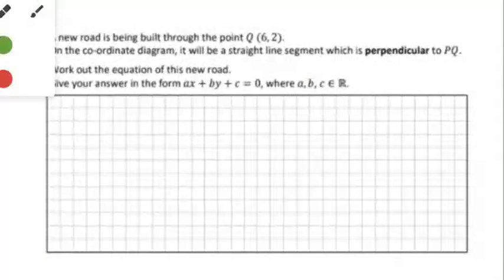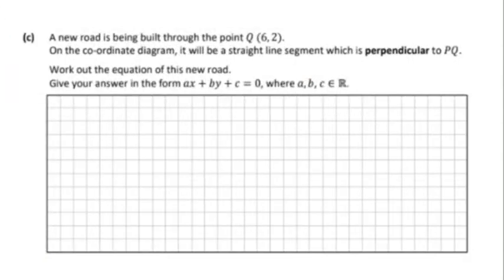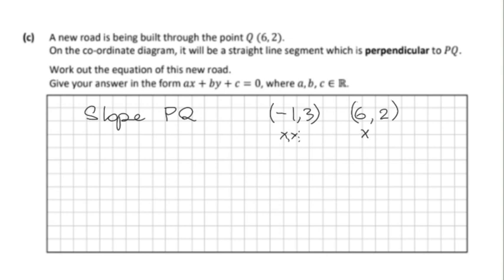Alright, so first of all now we need to get the slope of PQ. So let's write our points P and Q. -1, 3, that's our x1, y1. And then we have 6, 2, and that's our x2, y2. Alright, so let's use our slope formula. m is equal to y2 minus y1 over x2 minus x1.